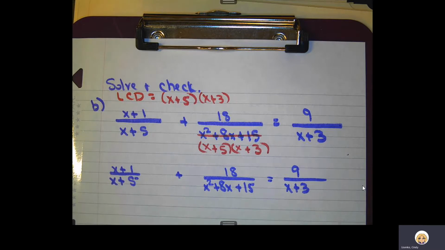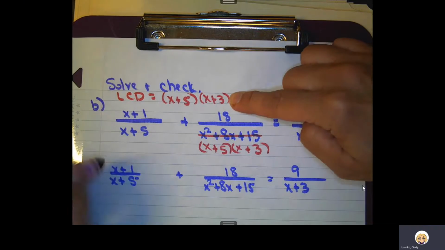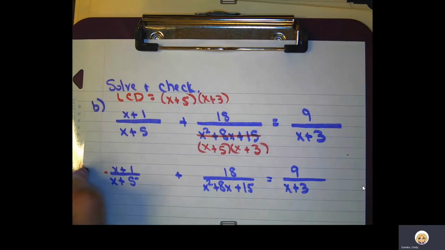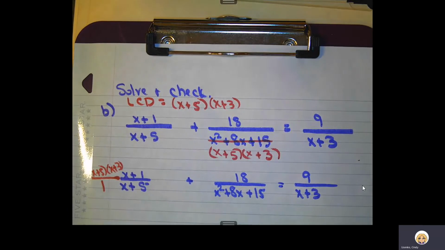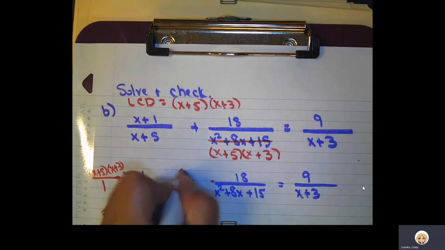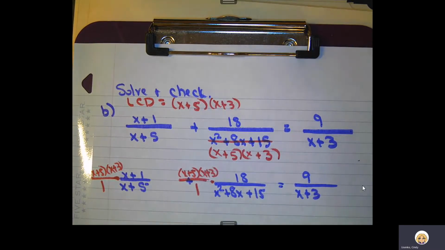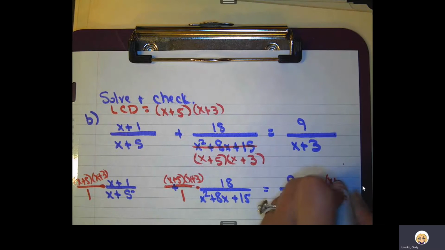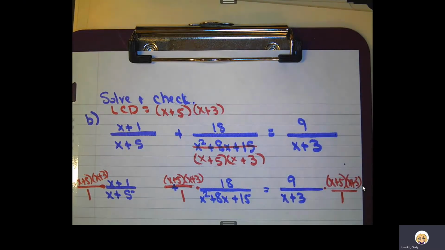So if we do this right, we're going to multiply every fraction by this over 1, and then hopefully our fractions cancel. So I'm going to put next to this x plus 5 times x plus 3, and I'm going to put it over 1 because I need to make it a fraction. Over here, same thing. I'm going to do x plus 5 times x plus 3 over 1. And the same thing over here. I'm going to multiply by x plus 5 times x plus 3 over 1. Take a second to write that down if you need to. So every fraction I multiply by the LCD. If we've done it correctly, our denominators will cancel.